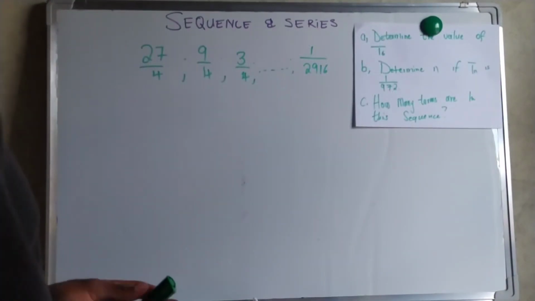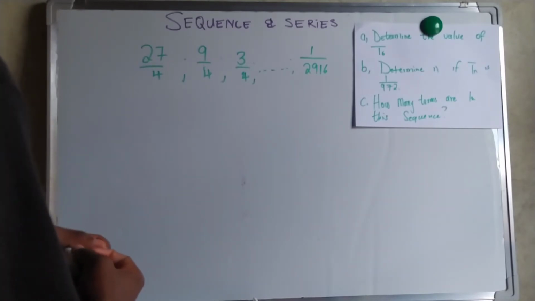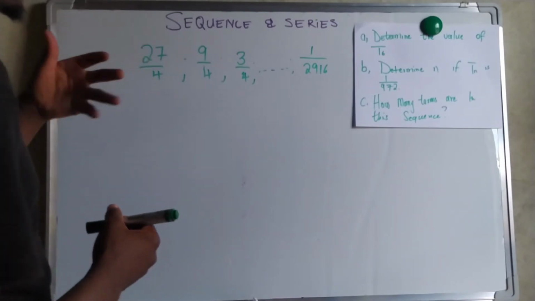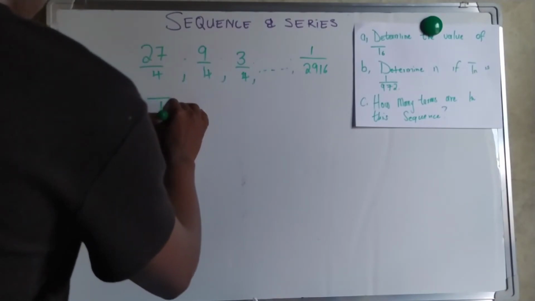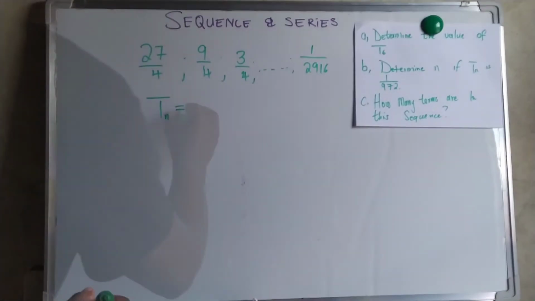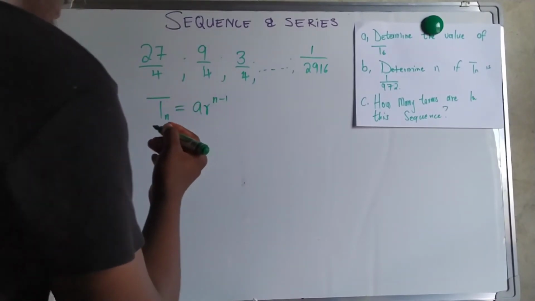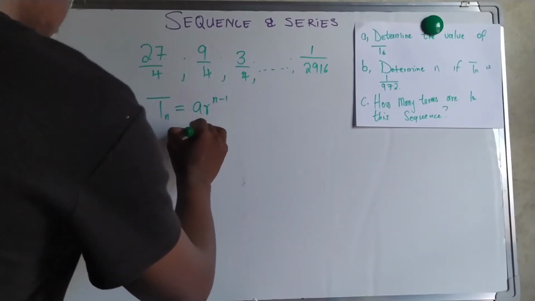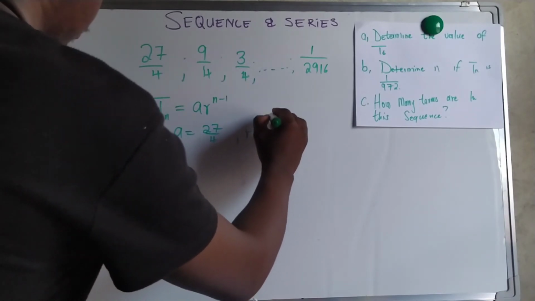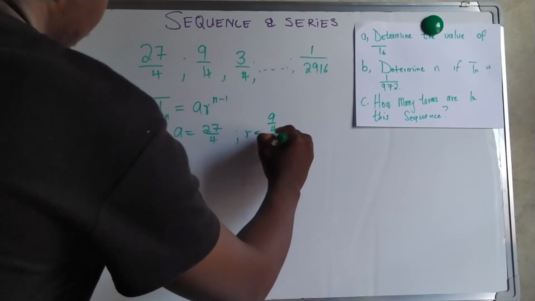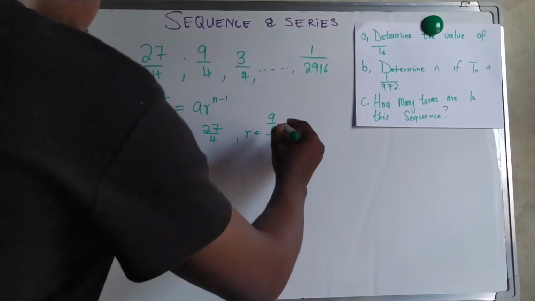Okay, so the second question, here are our terms of the sequence. The first question is to determine the value of T6. So once again, this question is actually similar to the one we just did. To determine the value of T6, we're firstly going to get the general term. So our general formula is expressed as this for a geometric sequence as always. A is how much? It's 27 over 4. What's our R? So our R, we're going to say 9 over 4 divided by 27 over 4. Okay, and this will give us how much? It will give us 1 over 3.